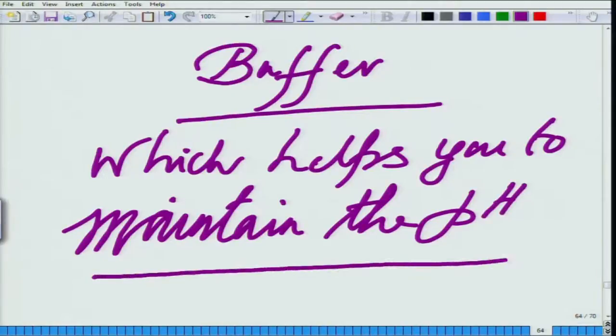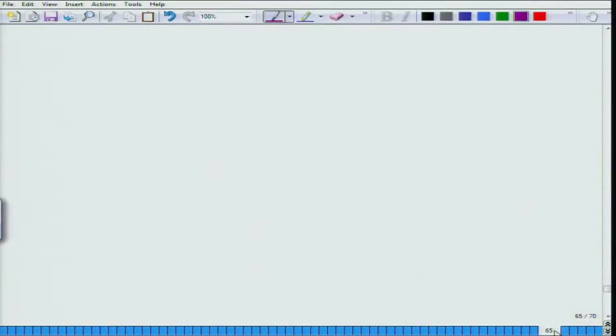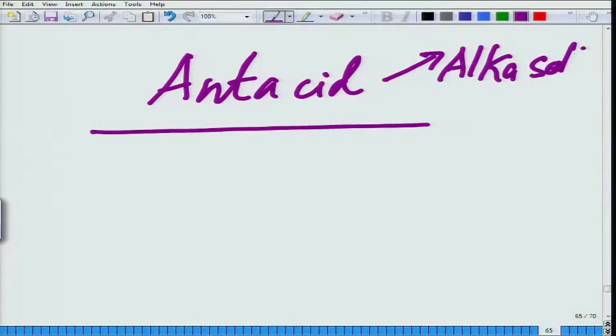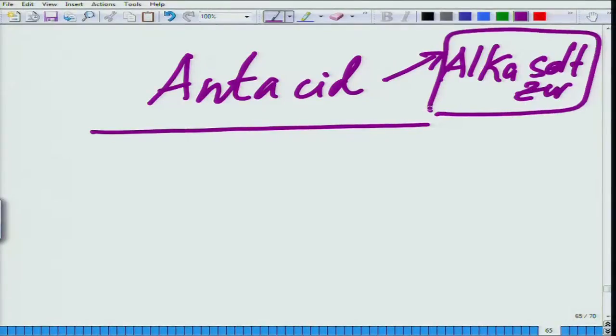Now, if I ask you this question, what does an antacid do? Some of these antacids which you will see in the market... Say, for example, you went to a party and you feel very acidic. You come back and your parents or somebody ask you to take some antacid. Some of the antacids in the market are like Alka-Seltzer. These are the brand names of some of them. What are they basically? They are basically nothing but sodium bicarbonate.